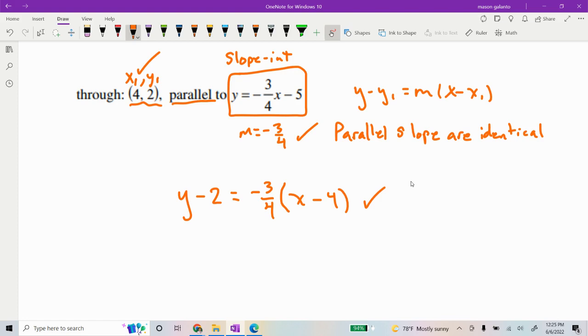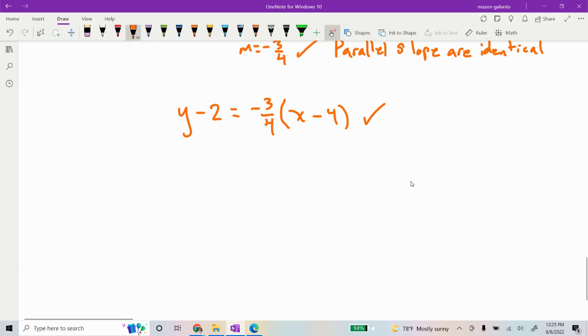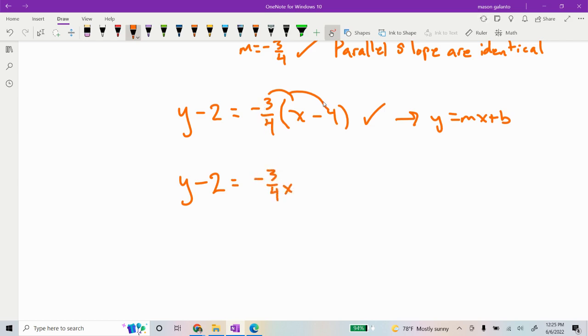However, I want you to take it a step further, and I want you to solve or convert into slope intercept form. We want to move this into y equals mx plus b. So that tells me we want to solve for y. Well, our first step here is going to be distributing the negative 3/4. So our left-hand side stays the same. Y minus 2 is equal to negative 3/4 times x, so negative 3/4 x, and then negative 3/4 times negative 4. Negative times a negative is a positive, so let's go ahead and do a plus. And then you have 3/4 of 4, so the 4s will actually cancel.